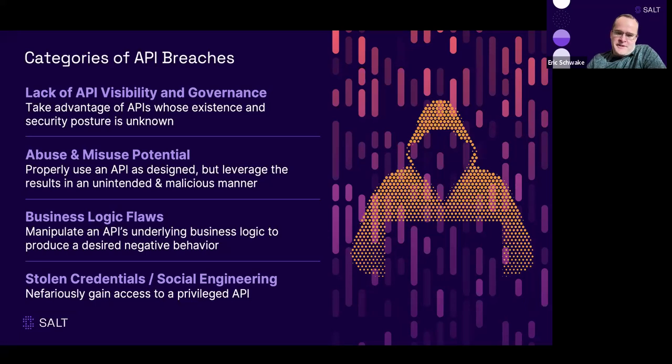And then finally, of course, stolen credentials and social engineering. Those things have been around for ages at this point, right? And of course, if attackers can steal credentials, they can cause all kinds of unknown harm within an organization. So what are you seeing around that specifically as it ties to privileged API usage within an organization?